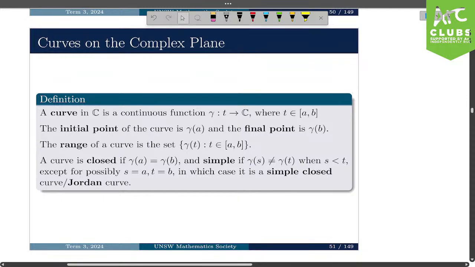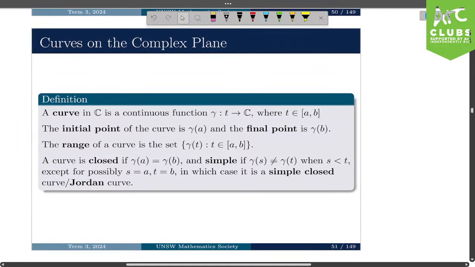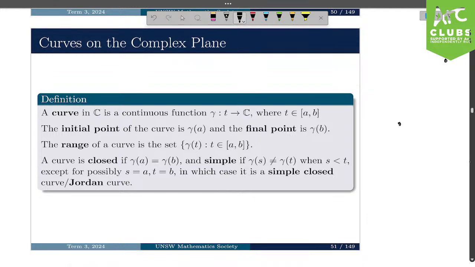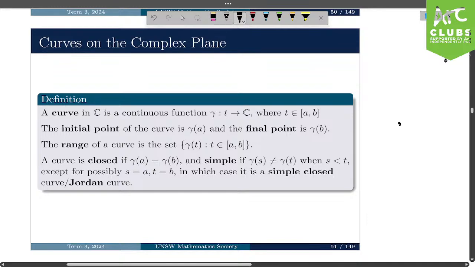Onto curves, right? So, a curve, the way we define curves in this course is just basically a formalization of an intuitive notion, right? A curve is something that's traced out from one point to the other. So in this course we define it as a continuous function that maps from the real numbers to the complex plane, specifically the real numbers along a given interval.